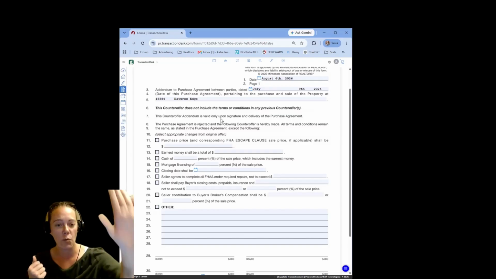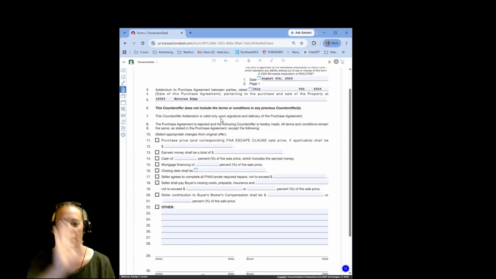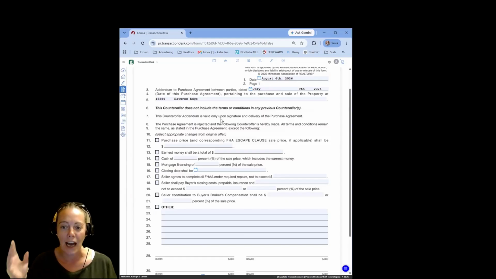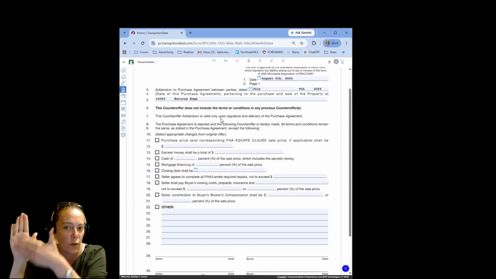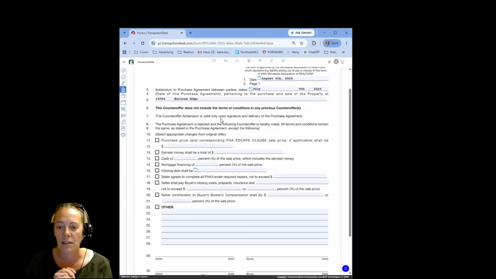And then they write up the counteroffer. Seller signs that one and sends it back to the buyer. That purchase agreement is not agreed to, even though the seller has signed the full purchase agreement, because they checked that counteroffer box. The offer is not accepted until this counteroffer is agreed to by all parties.